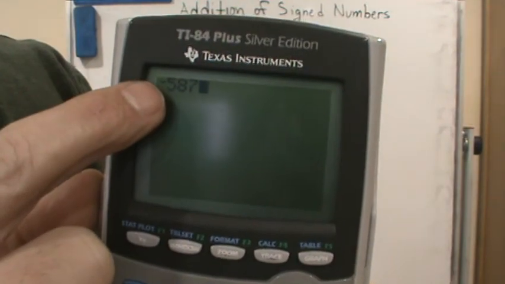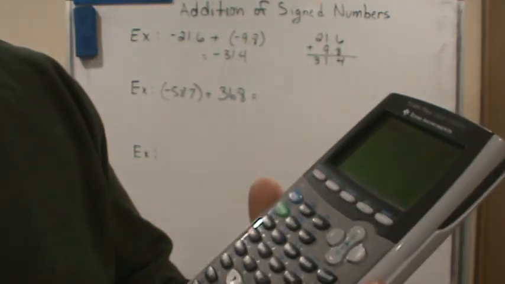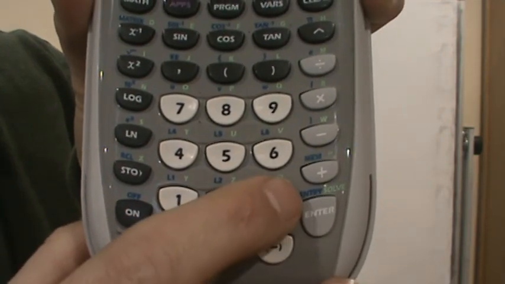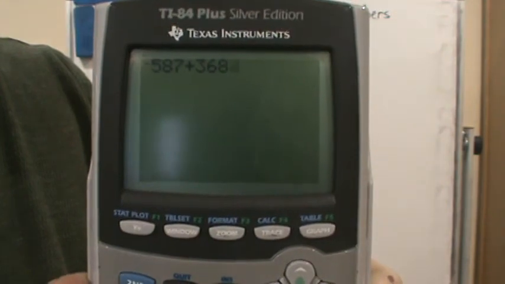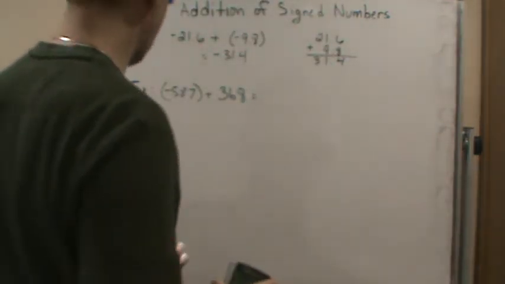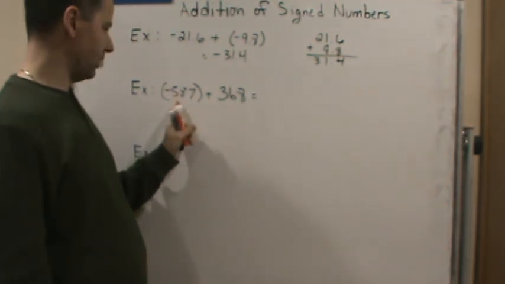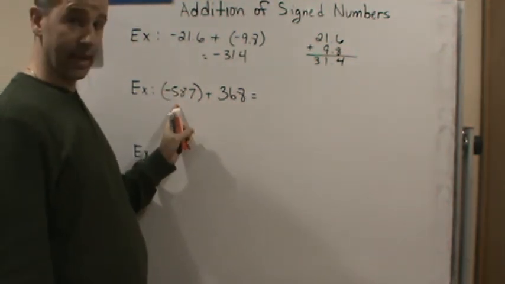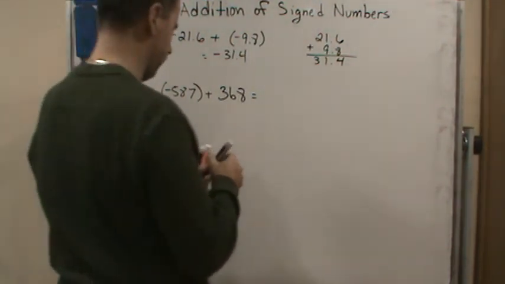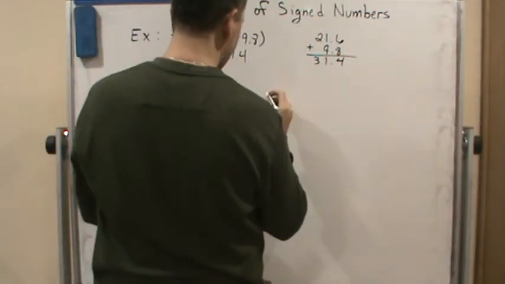So negative 587 and then plus 368. So I just plug in 368. And so I have this, and then just hit enter, and you get negative 219. And of course, it should be negative because this is the larger number, and so you keep the sign of the larger number. So the answer is negative 219. Okay, and that's it. So that's how you use the calculator.